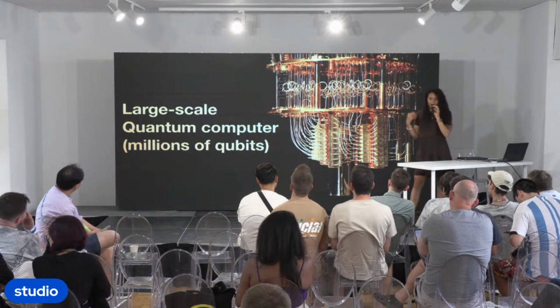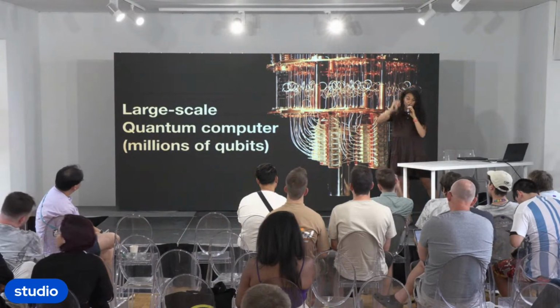So the idea is, I showed you there 4 qubits, but in order to actually break encryption, you need millions of qubits. So you can see just with that chip, you need millions of those qubits to break encryption. And the largest quantum computer we have today is around 400 qubits. So that gives you an idea of the progress.